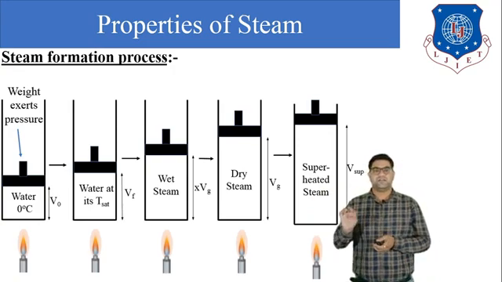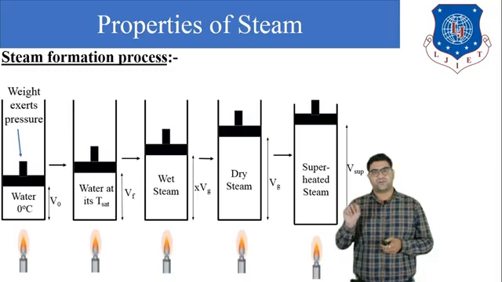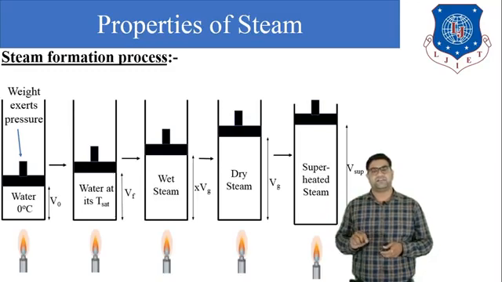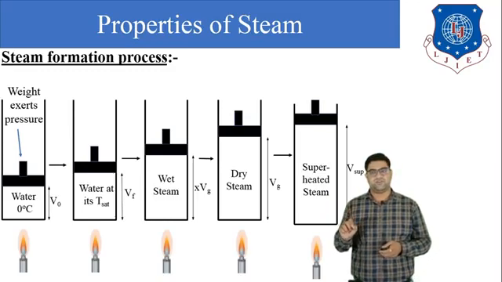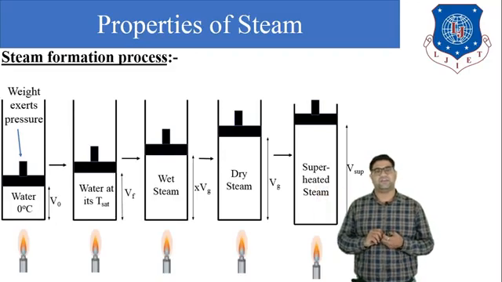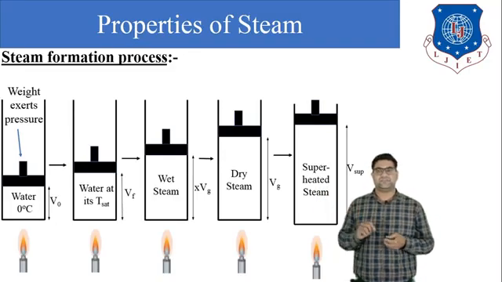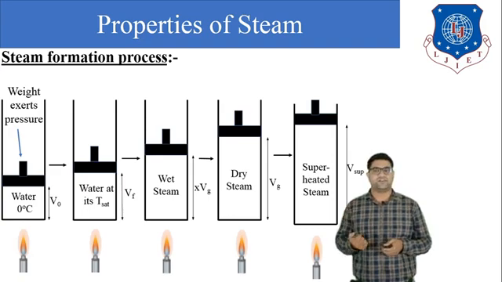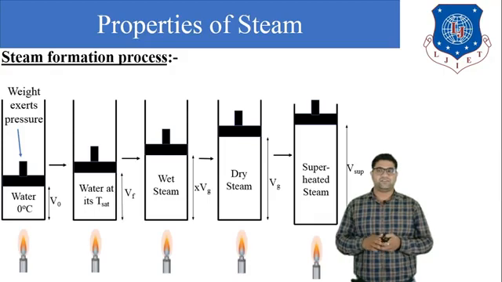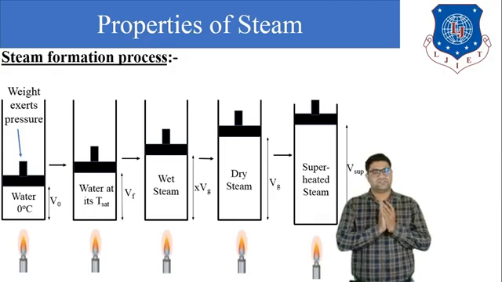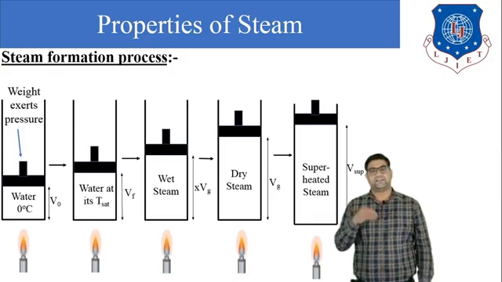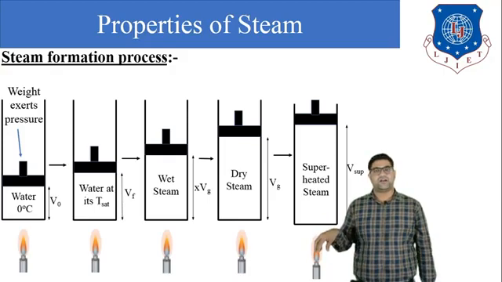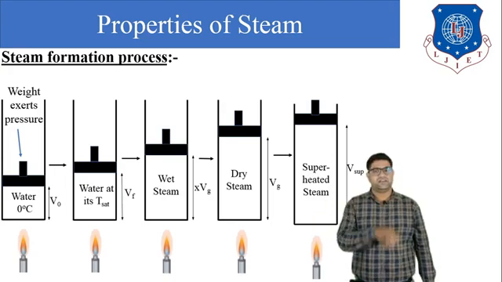Now the volume occupied at the T saturated condition is known as Vf. In the second figure you can see water is at T saturated, and the volume occupied by water at that temperature is Vf. Now water is converted into steam. After some time, from the 1 kilogram of water, 500 ml will be converted into steam and 500 ml will remain in its liquid state.